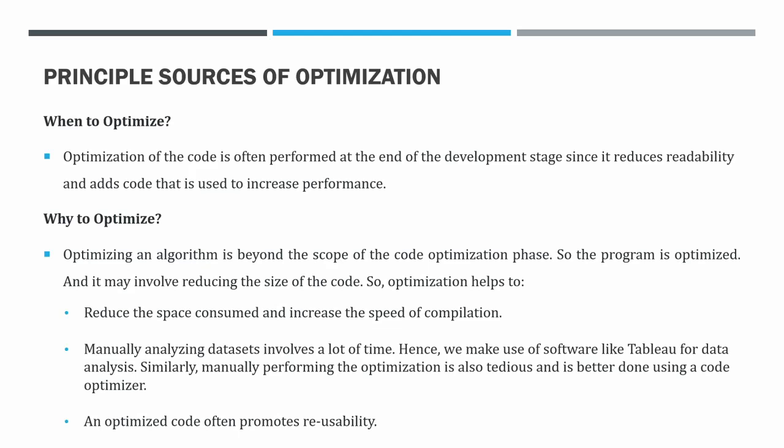So optimization of the code is often performed at the last stage of the compiler, since it reduces the readability and adds code to increase the performance. So whenever we optimize a code, definitely it will increase the efficiency of the overall program. So why do we need to optimize the code? Optimizing an algorithm is beyond the scope of the code optimization phase. The program is optimized and it may involve reducing the size of the code. Whenever we optimize a code, it helps us to reduce the space consumed and increase the speed of execution or compilation.